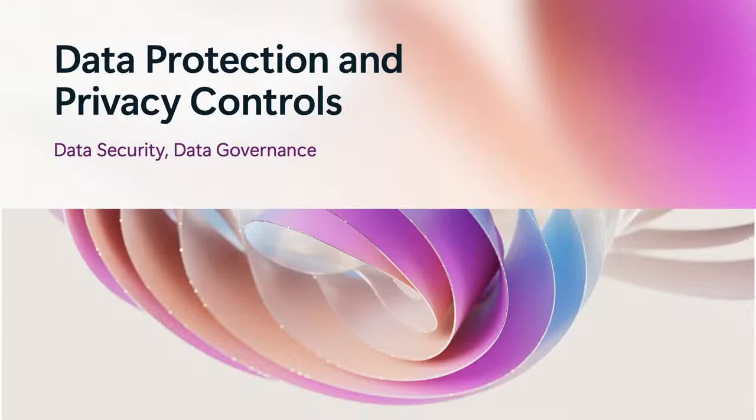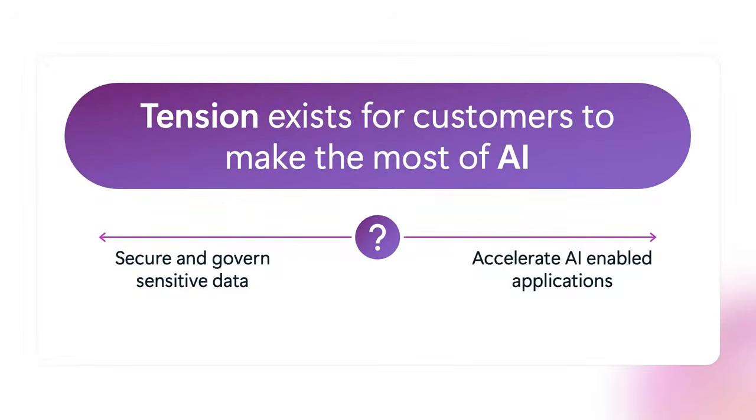AI changes data protection. It's not about locking down storage anymore. AI reasons over sensitive data, summarizes it, surfaces it at scale. Traditional controls weren't built for that. You need visibility into what data exists, how it's classified, and where it flows before AI moves it somewhere it was never supposed to go. So here's the tension.